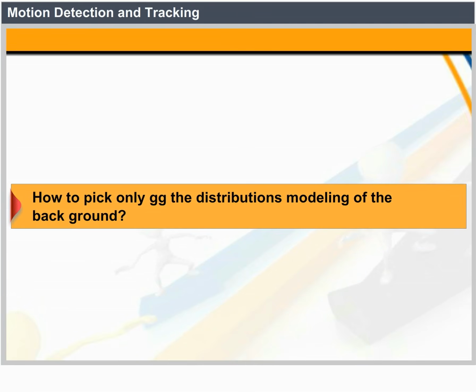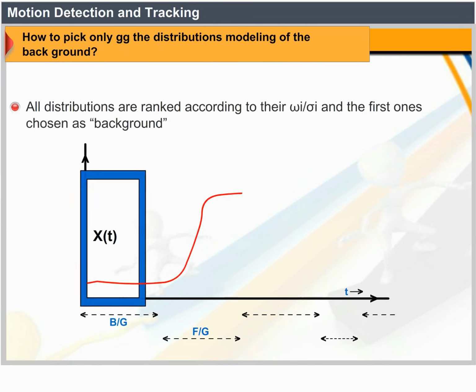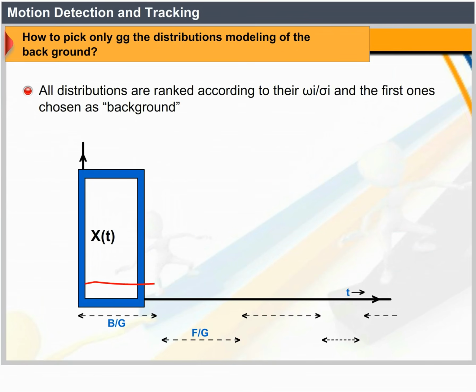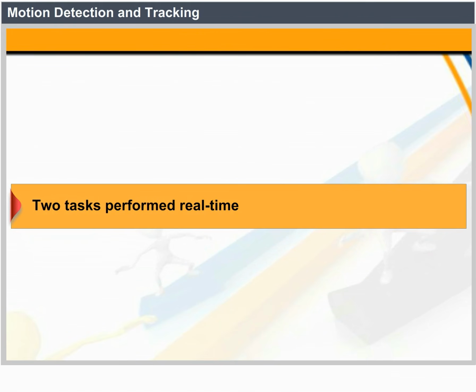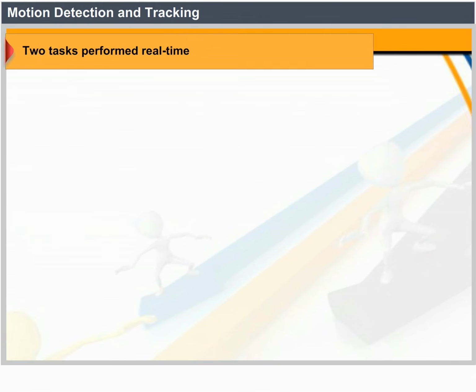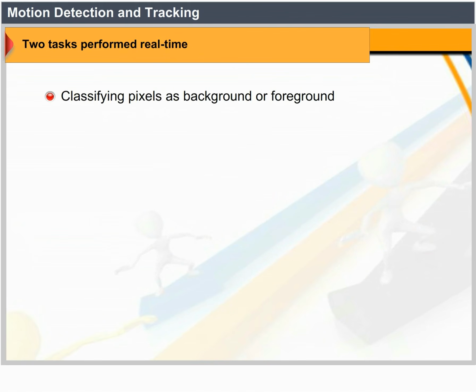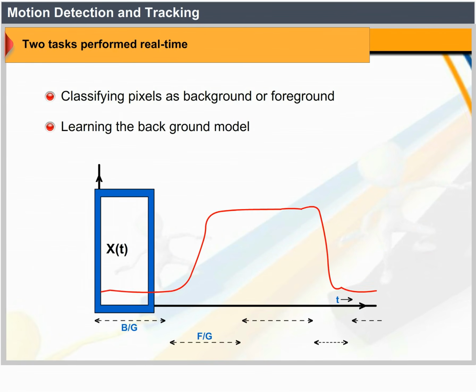How to pick the distribution models of the background? All distributions are ranked according to their omega i by sigma i, and the first one is chosen as background. Two tasks performed in real time: classifying pixels as background or foreground, and learning the background model.